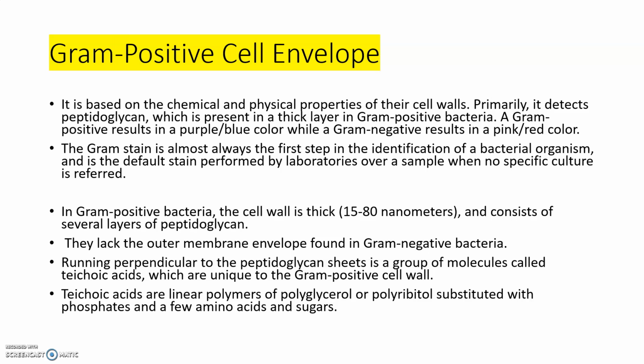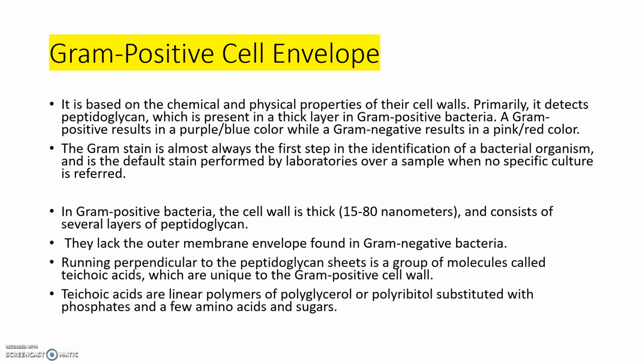In gram-positive bacteria, now check the thickness of the cell wall is 15 to 80 nanometers and it is composed of several layers of peptidoglycan. In gram-negative, only one layer is present, whereas in gram-positive, they possess several layers of peptidoglycan. And in gram-positive, they lack an outer membrane. But this outer membrane envelope is found in gram-negative bacteria.